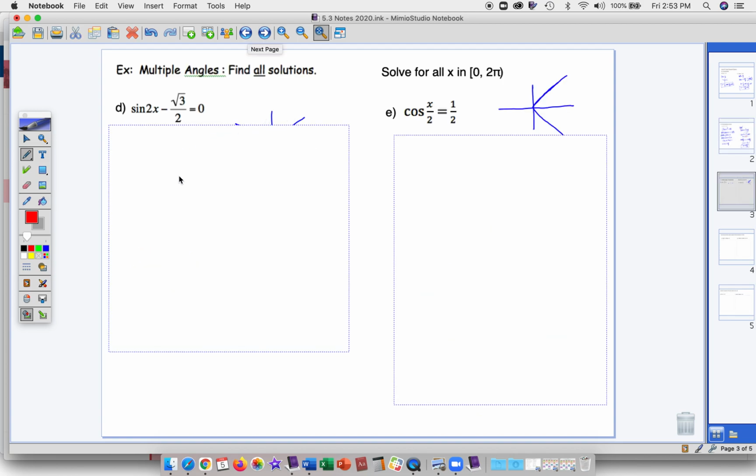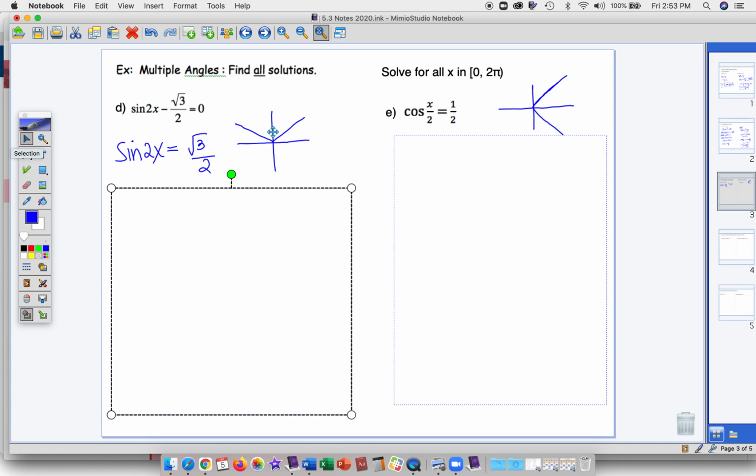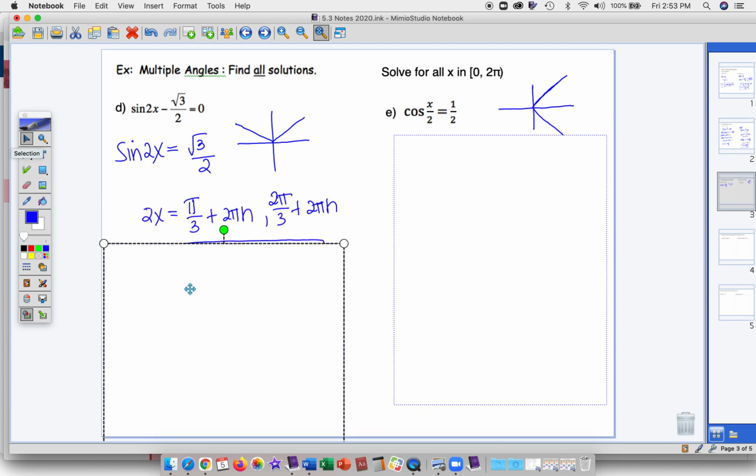Okay, here's another type. These are called multiple angle problems. For this problem, letter D, we're finding all solutions. So notice now we have a sine 2x. So I'm going to move the root 3 over 2 to the other side. Sine is positive in quadrants 1 and 2. My reference angle is pi over 3.